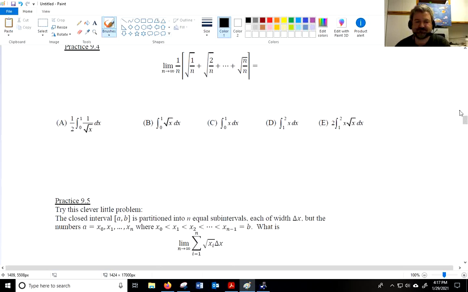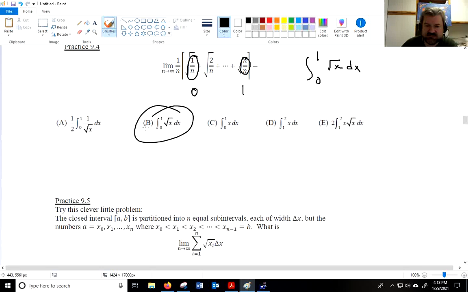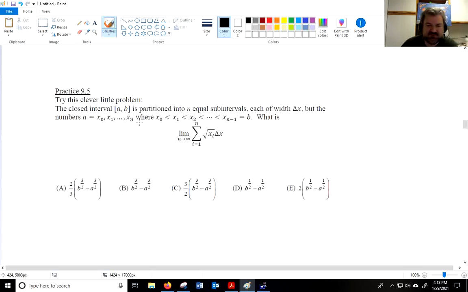Let's try this one. The limit as n goes to infinity of 1 over n times, well, what is 1 over n's limit? When you take the limit as n goes to infinity, that's 0. What about that? That's 1. So the integral must be the integral from 0 to 1 of the square root of x dx, making the answer B.